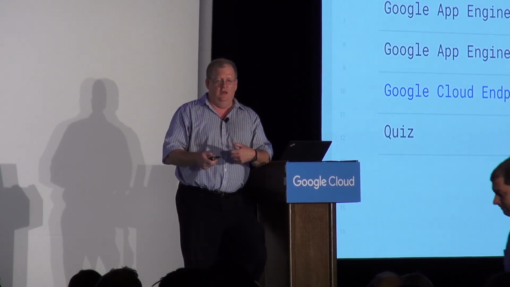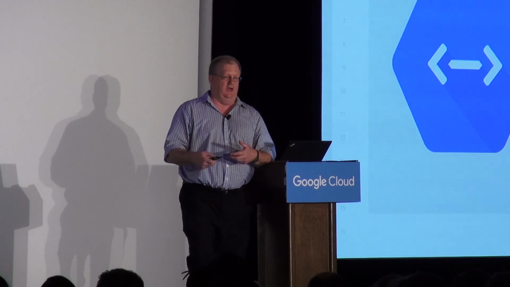Yeah? There are two ways to create that API gateway in Google Cloud. One is with a service called Cloud Endpoints. Cloud Endpoints is based on an open source framework called Swagger. If you're a programmer and you work on services, you may have heard of that. So Cloud Endpoints is one way of doing it.